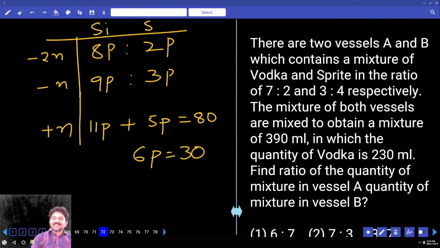There are two vessels A and B which contain a mixture of vodka and Sprite in the ratio 7:2 and 3:4 respectively. The mixture of both vessels are mixed to obtain a mixture of 390 ml in which the quantity of vodka is 230 ml. Find the ratio of the quantity of mixture in vessel C, vessel A and vessel B.